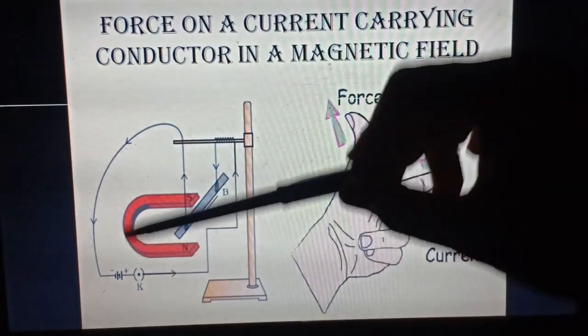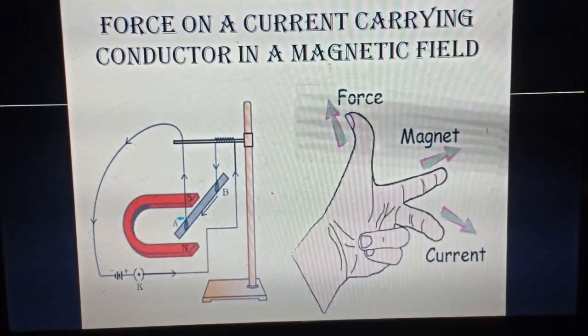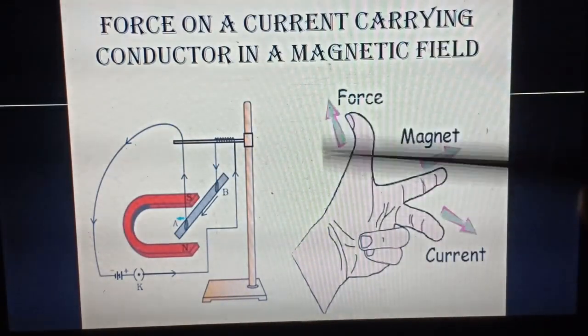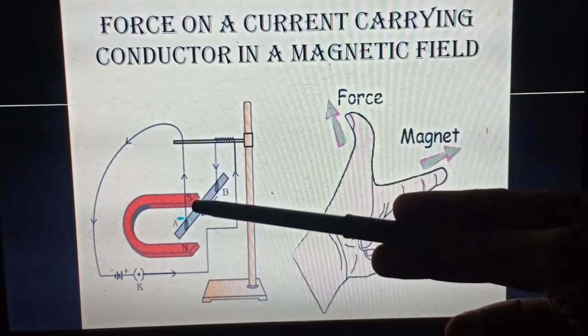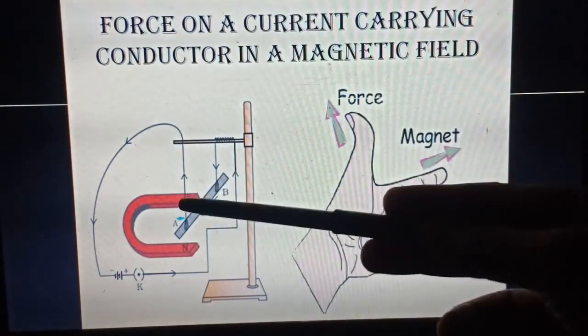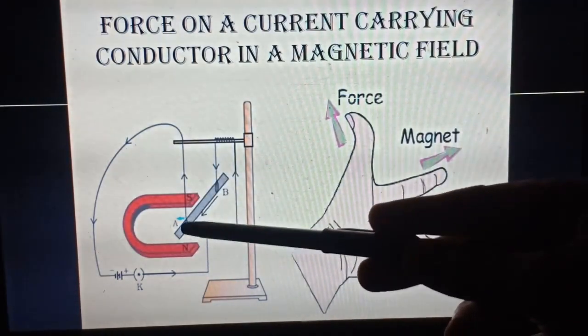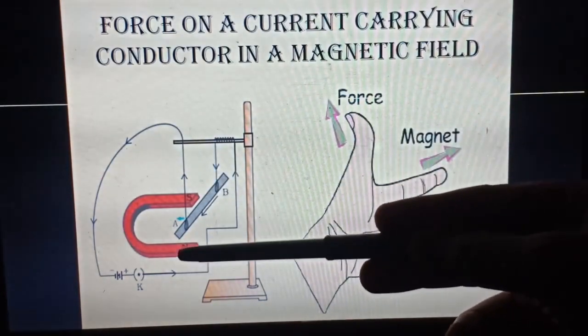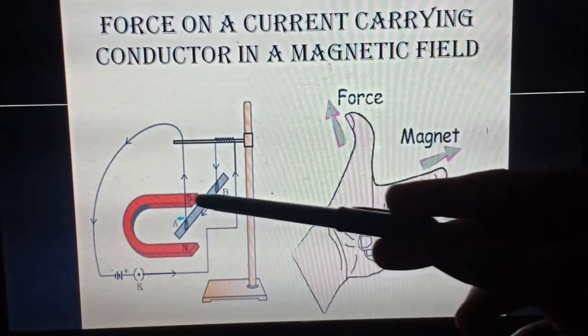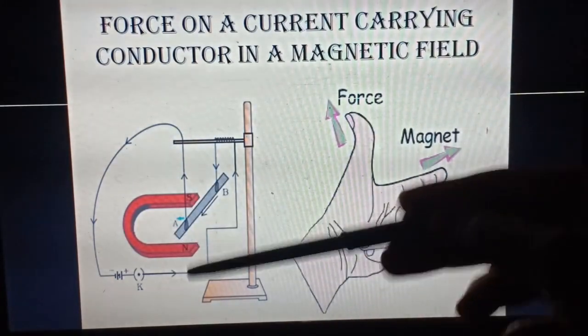If the direction of flow of current changes, the movement also changes. If the polarity of the magnet is also opposite, it means if the north pole is changed to south pole and the south pole to north pole, then the magnetic field gets reversed. In that case also, the movement gets reversed.